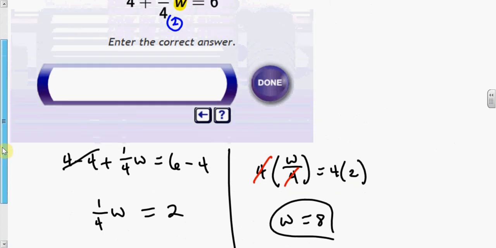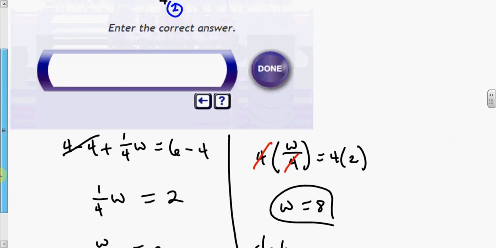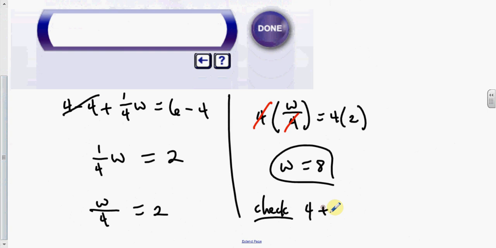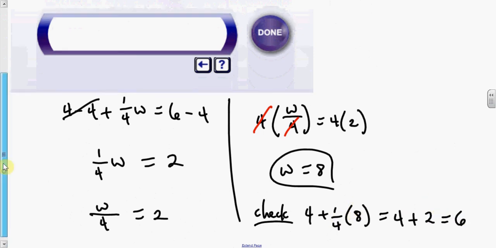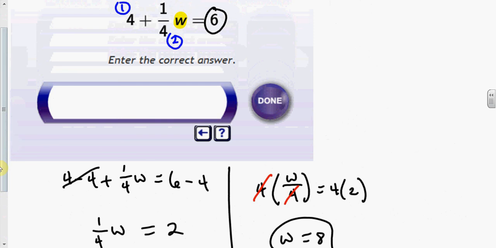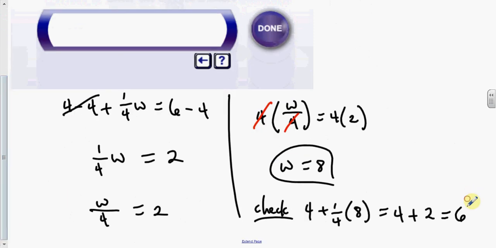And you can always check your work to see if 8 is indeed w. So this was 4 plus 1 over 4 times w. That's 8. Let's see. This is 4 plus 1/4 times 8. That's 8 divided by 4. That's just 2. That's equal to 6. Is that what the problem was up there? Yeah. Everything checks out. The answer is w equal to 8.